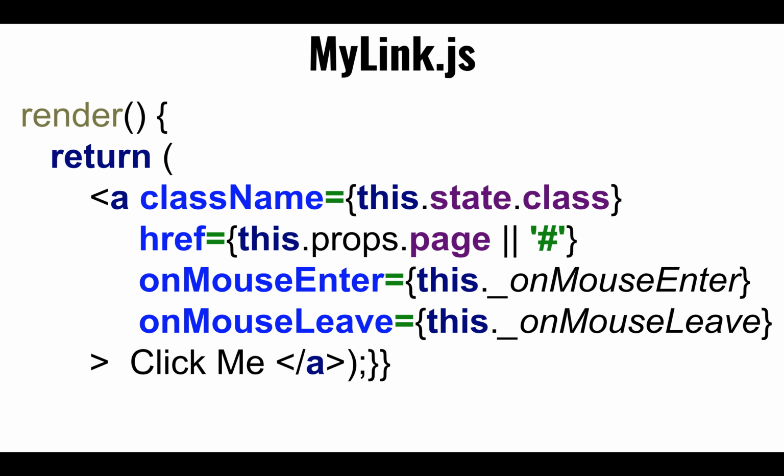Is this rendering whatever we pass as an argument? And as the mouse goes in, this is going to change to hover. We want to check if that's working. And then when it leaves, we want to check that this indeed changes back to normal.